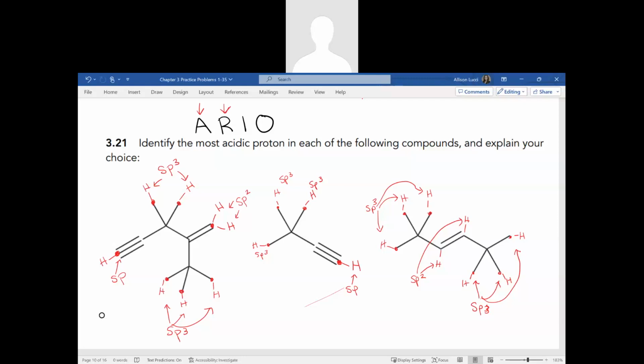most acidic. Then we looked at inductive effects recently in some problems as far as the electron withdrawing groups, how close they were, or how numerous they were to acidic protons. And now we're going to look at the orbital hybridization. We're going to compare protons to determine the most acidic protons in these structures below by determining what hybridized orbital these protons are on. So let's take a look at this first structure here.